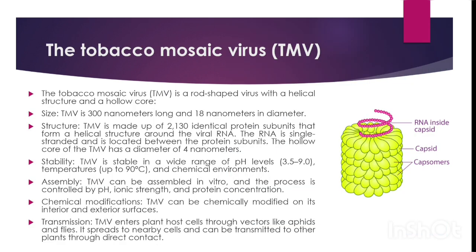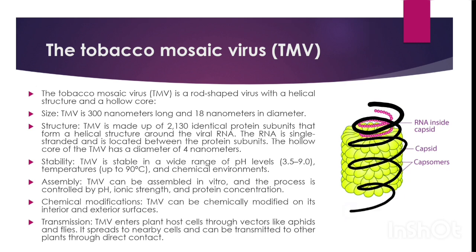Next is tobacco mosaic virus. It is rod shaped with a helical structure. Its size is 300 nanometers long and 18 nanometers in diameter. Structure: the TMV is made up of 2130 identical protein subunits that form a helical structure around the viral RNA. The RNA is single stranded and is located between the protein subunits.